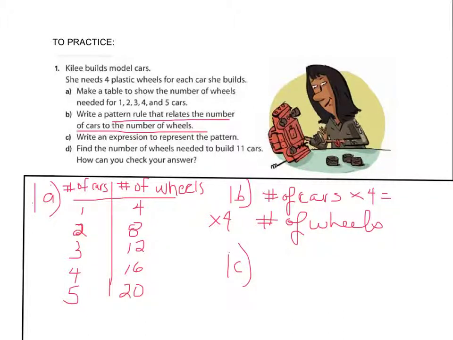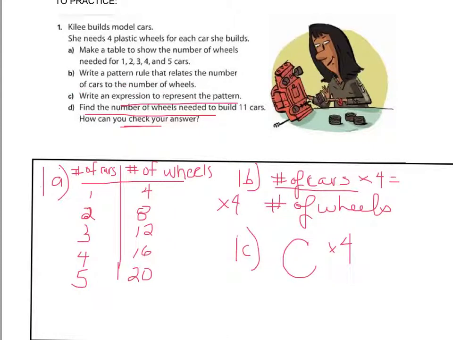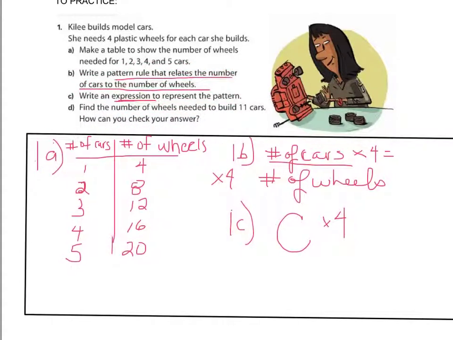Now, 1C asks us for the expression, so we need a letter to replace what we don't know. What we currently don't know is the number of cars, so I'm going to make it C times 4, because that's what our rule was, multiplying by 4. 1D asks us to find out what it would be for 11 cars. Well, let's use our rule to help us figure that out. 11 cars now times 4 would equal 44. So we would need 44 wheels if we were doing 11 cars.